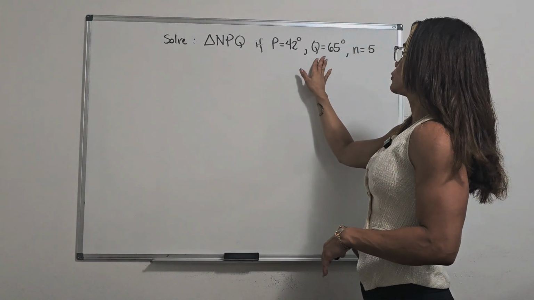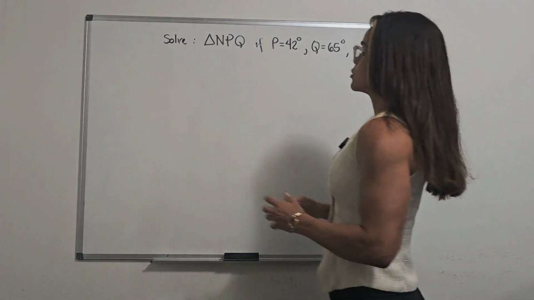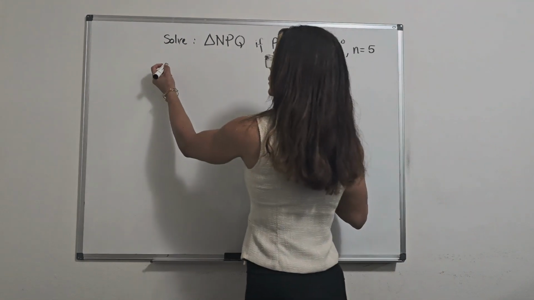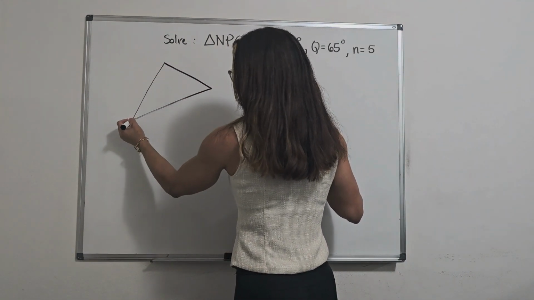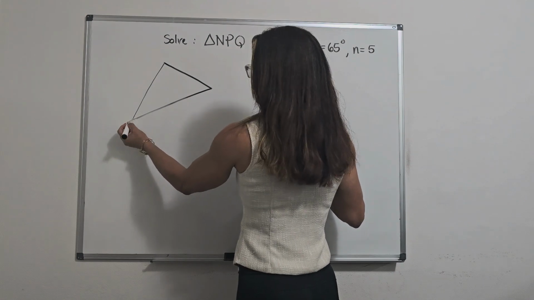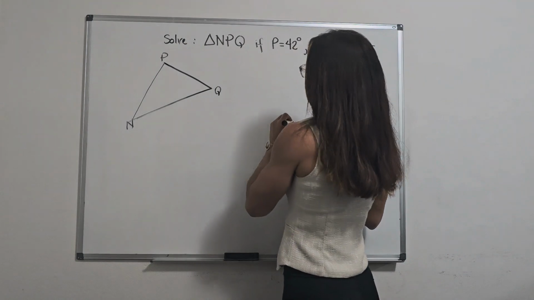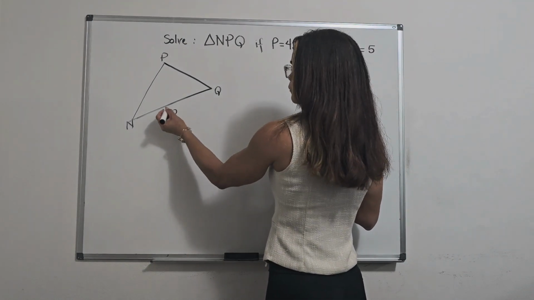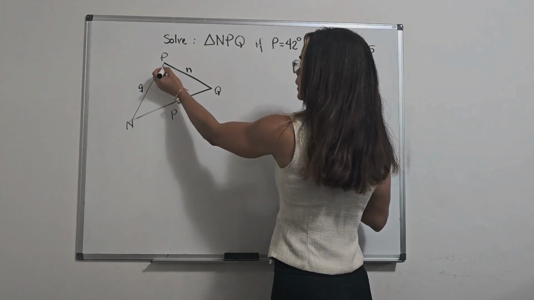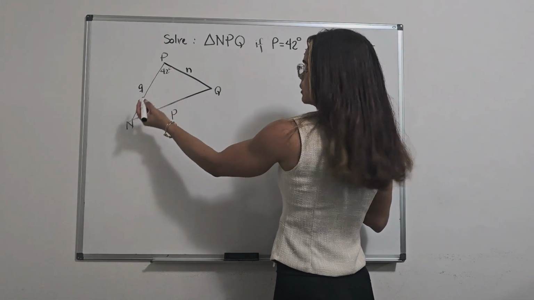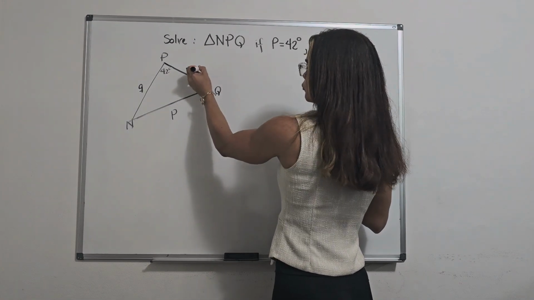So in this case, we want to solve the triangle NPQ if the angle P measures 42 degrees, Q 65 degrees, and the side N measures 5 units. Let me draw the triangle like this. I'm going to put this as N, this as P, and this as Q. So that means that this is small p, small q, and small n. Angle P measures 42 degrees, angle Q 65 degrees, and N measures 5.